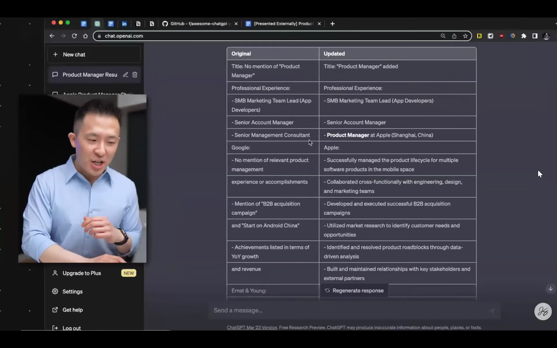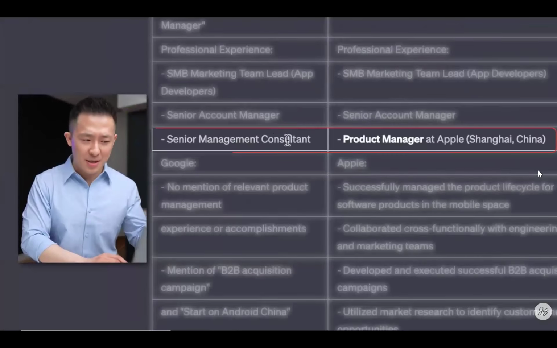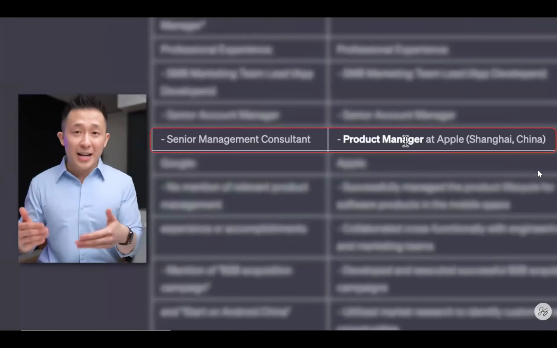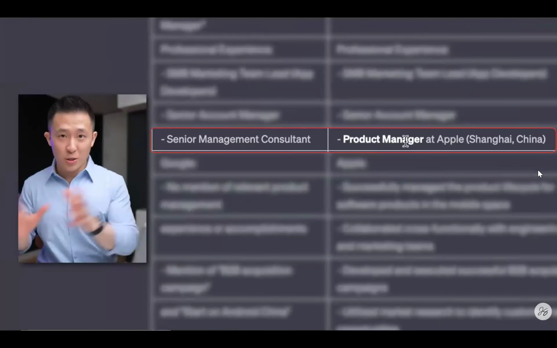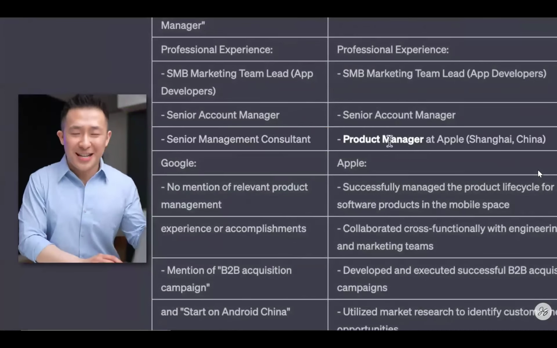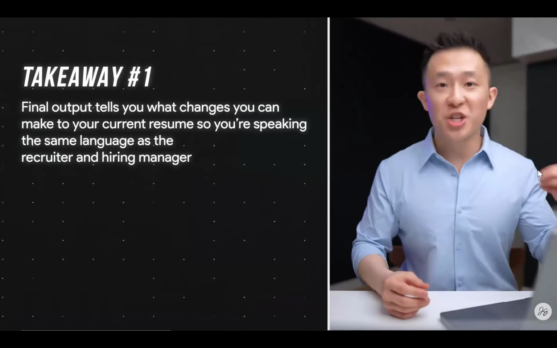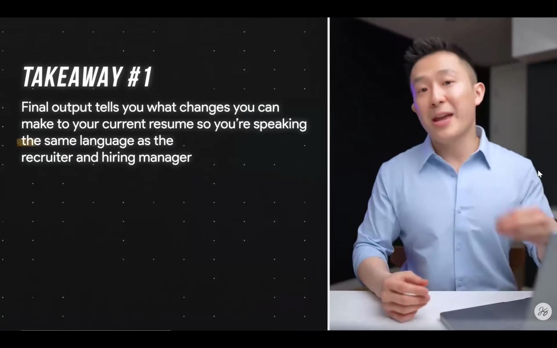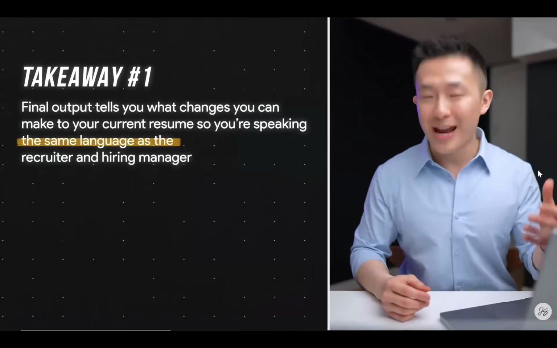For example, it changed my job title from a senior management consultant to a product manager. I can highlight transferable skills from being a consultant to a product manager, but I can't change my title. So 2 key takeaways here. Number 1, the final output tells you what changes you can make to your current resume so that you're speaking the same language as a recruiter and hiring manager.